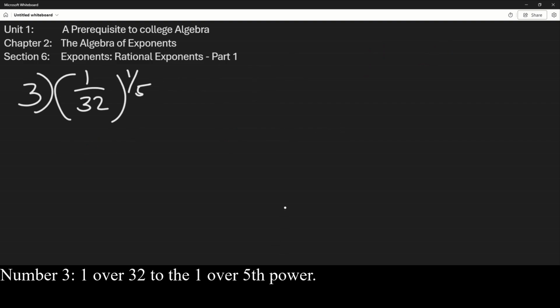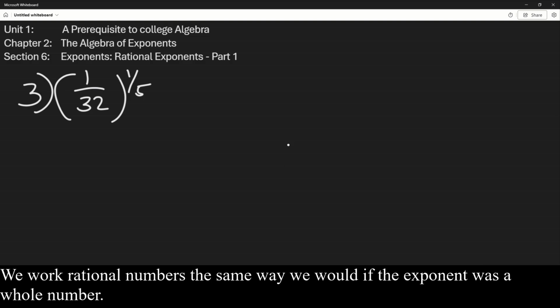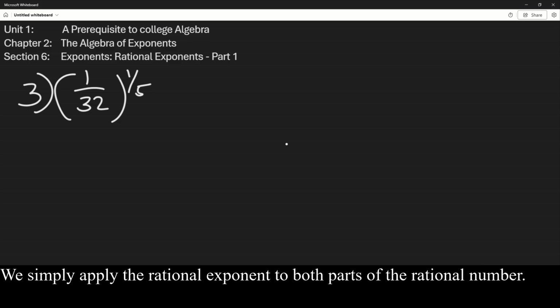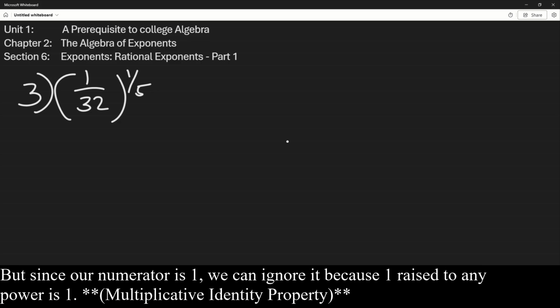Number 3, 1/32 to the 1/5 power. We work rational numbers the same way we would if the exponent was a whole number. We simply apply the rational exponent to both parts of the rational number. But since our numerator is 1, we can ignore it because 1 raised to any power is 1.